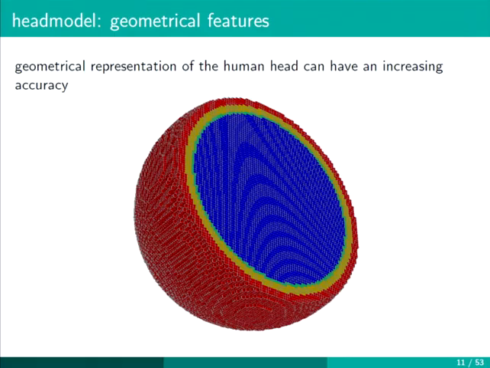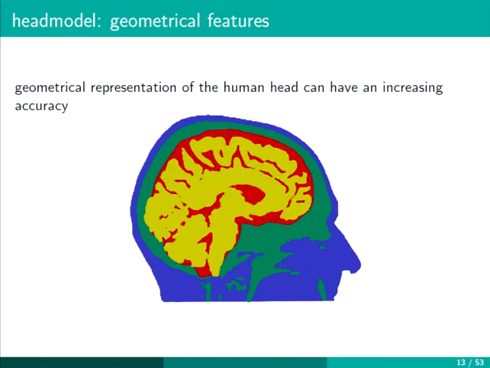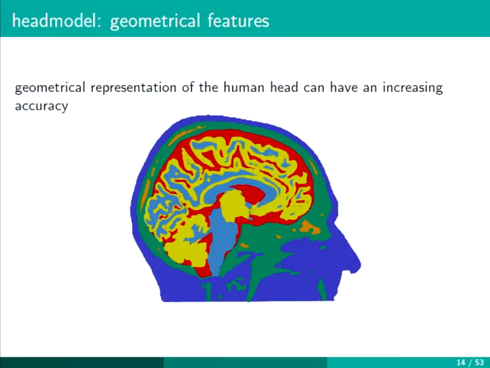The same model can be more realistic. For example, we can have a 3-compartment model from an MRI image. Here we have the 3 compartments: brain, skull, and scalp. We can increase the accuracy and go for a 4-compartment model. Here we added the CSF compartment. And again, we can take a step further. Within the brain, we can distinguish between white matter and gray matter. And also in the skull, you can see some orange part where we separated the spongy part of the bone and the compact part of the bone.